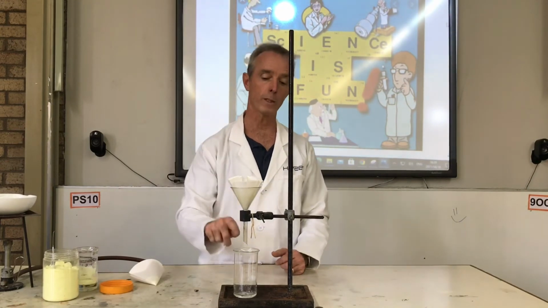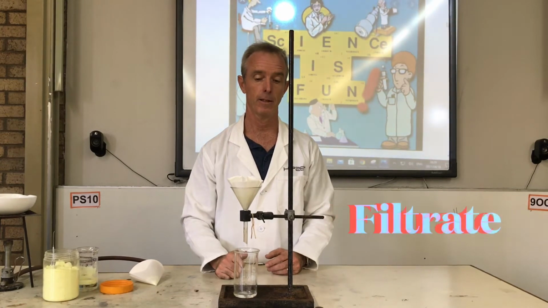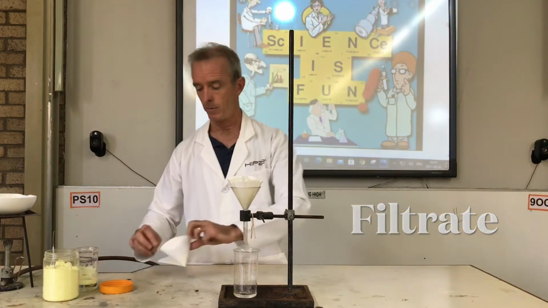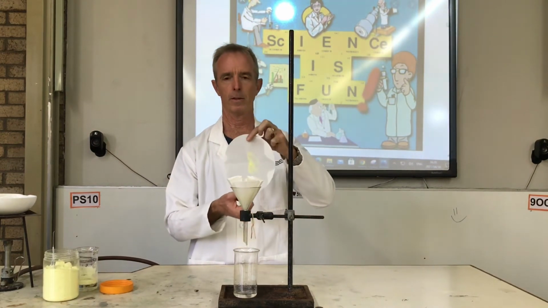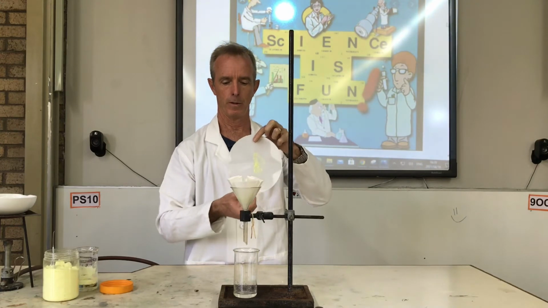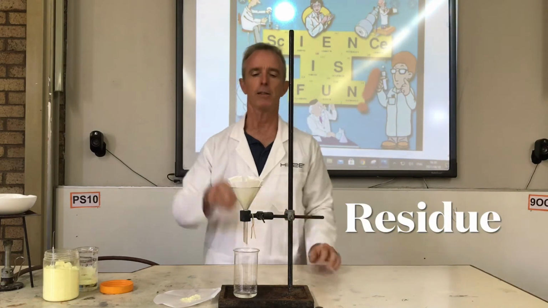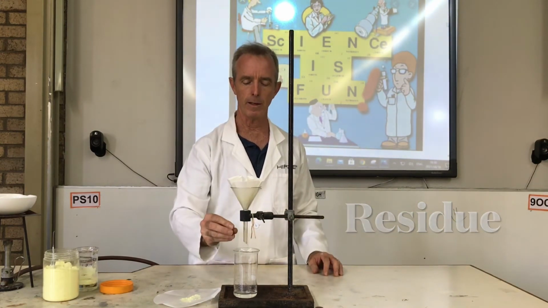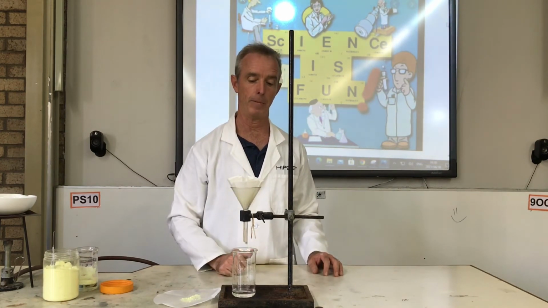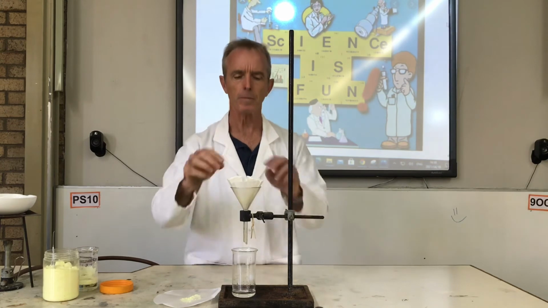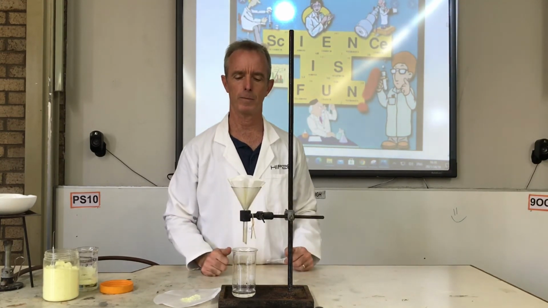Right, now the liquid that runs through the filter paper is called the filtrate. And then what is left behind on the filter paper is called the residue. Residue is just a word that we use to represent things that are left behind. So the filtrate runs through the filter funnel, the water, and the residue is the sulfur that's left behind on the paper. Alright, and that is the separation of something that is insoluble.